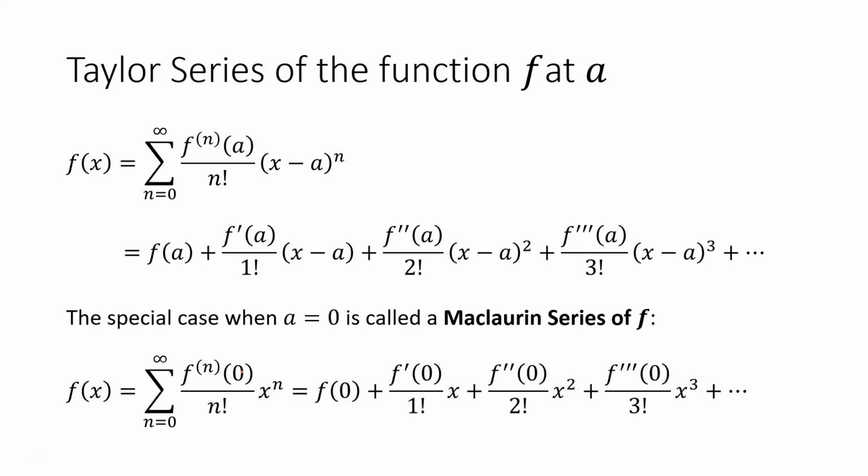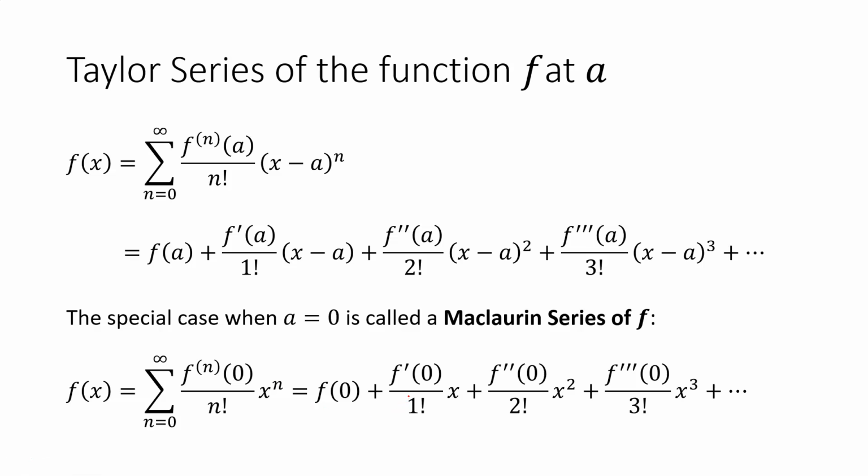It's the nth derivative at 0 over n factorial times x to the n. So it has f of 0 plus f prime of 0 over 1 factorial times x, plus f double prime of 0 over 2 factorial times x squared, plus f triple prime of 0 over 3 factorial times x cubed, and so on. So this will be the formula that gives us all the coefficients of our Taylor series, or in this case the Maclaurin series.